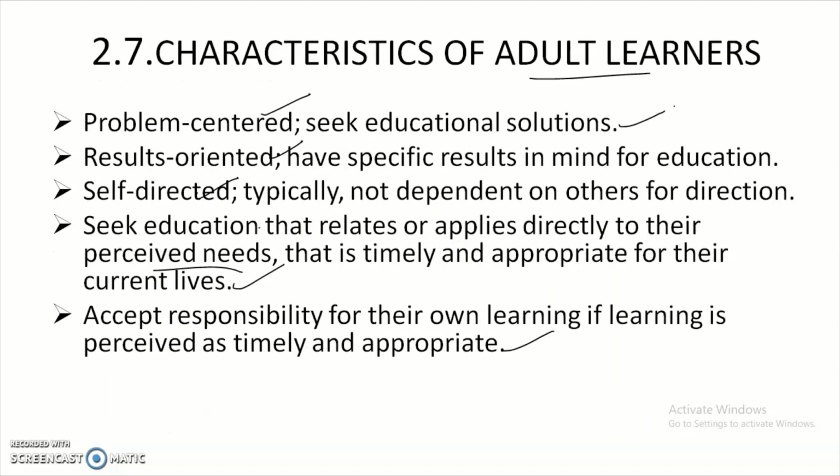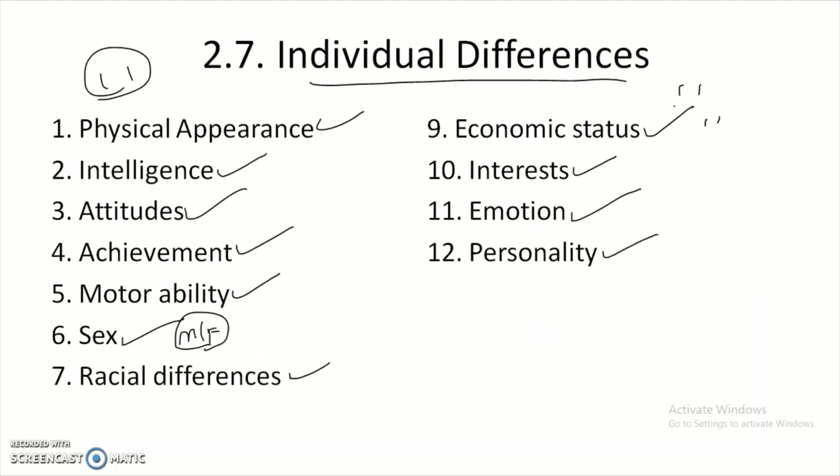And the characteristics of adult learning are nothing but problem centered, result oriented, and self directed, and they will accept responsibilities. And the individual differences happen in these 12 types, that is appearance in physical shapes, intelligence, attitudes or characters, achievements, motor ability, sex, racial differences, economic status, interests, emotions, and personality. So from person to person, all these 12 things will change. So that is the concept.